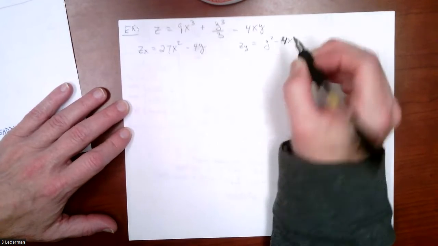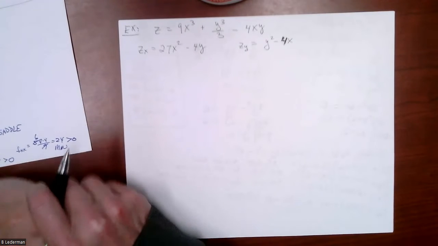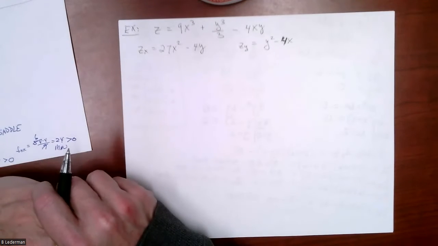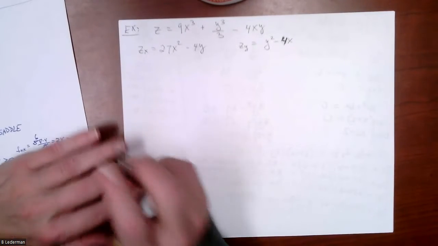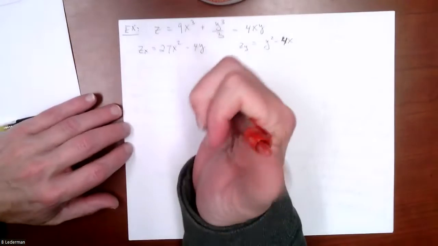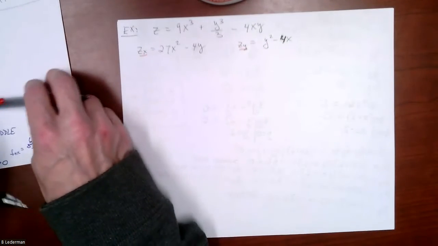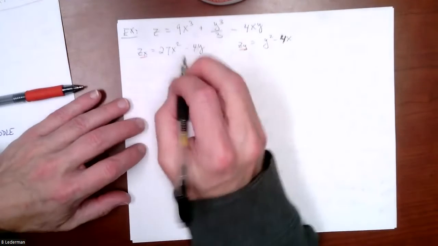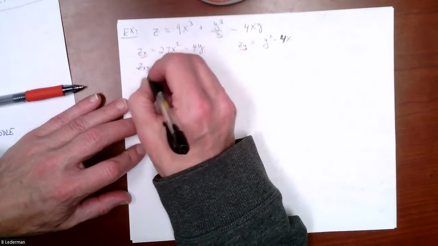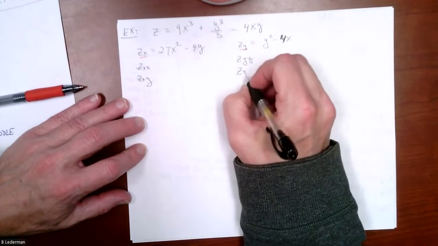Now, to find the critical points, oh, I'm sorry, before I do the critical points, let's get our zxx, zyy, all that other stuff. Because I won't be able to do anything with the critical points if I don't have these other things. So first, I want to just underline this in red. And we have zxx and zxy and zyy and zyx.